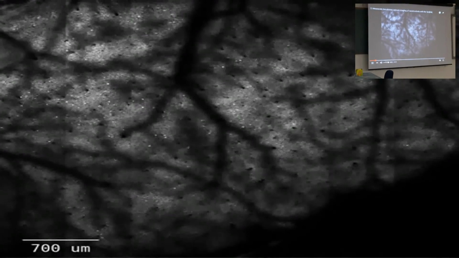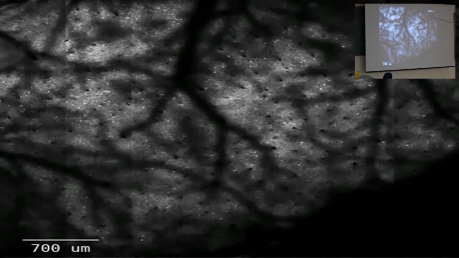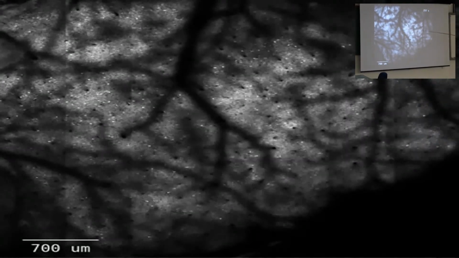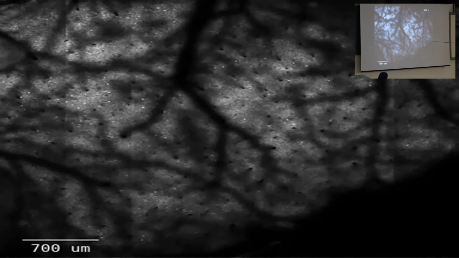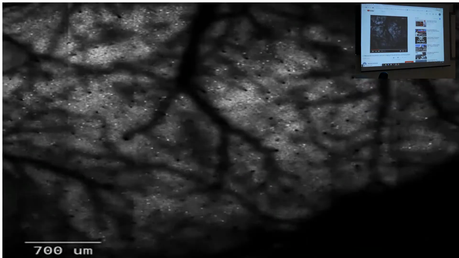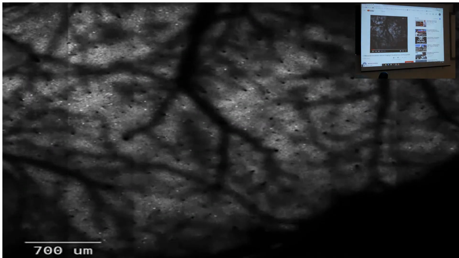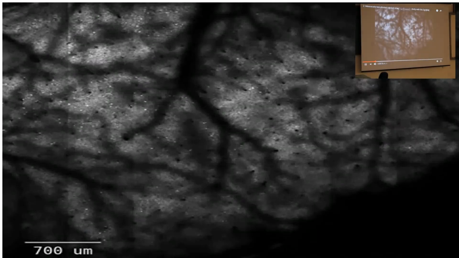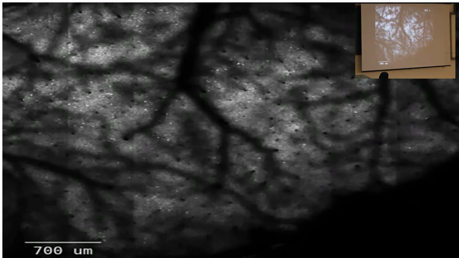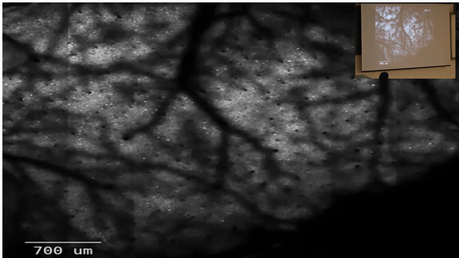Okay, so these what look like branches here are actually blood vessels. And you can see individual neurons are sort of lighting up, literally lighting up. It shows you the fluorescent signal from individual neurons. I'm just going to back this up a minute because we want to see this a little bit better here. And you can see that over time, different neurons are fluorescing at different times and at different intensities.